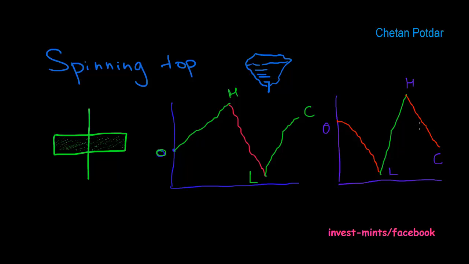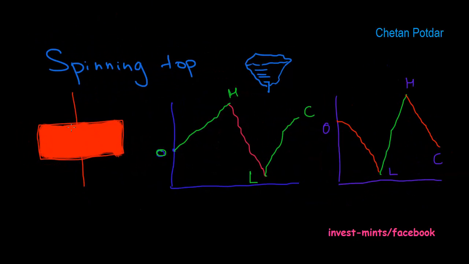And if you have this kind of diagram, then instead of the candle being green, the candle is going to look like this. It's going to be a red spinning top, right? So whether you have a red spinning top or a green spinning top, it does not matter. Both of them signify the same thing: that the bulls and the bears are fighting, neither the bulls nor the bears are in control of the market, and the market is slightly range bound or choppy. That's what a spinning top means.